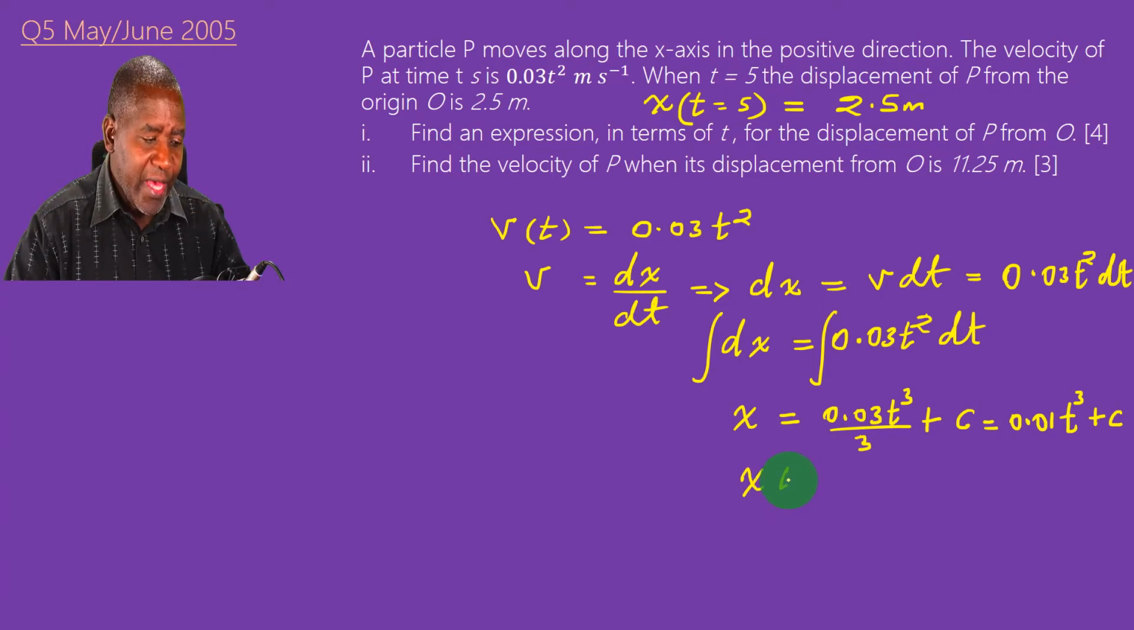So the value of x when t is equal to 5, we've been told it's 2.5. So we go ahead and substitute 5 into this expression. And we're going to get 0.01 times 5 cubed.